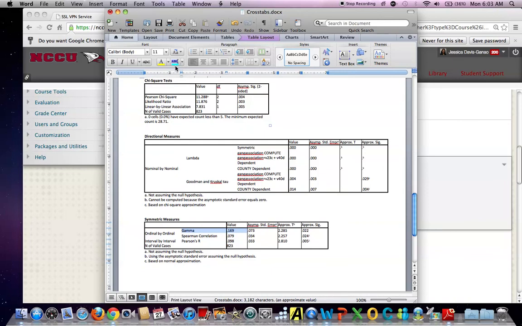So we need to go ahead and treat that as an ordinal level measure, because it appears that SPSS believes it is an ordinal level measure. All right? If we were calculating this ourselves, we would treat it most certainly as a nominal, but we need to go with what SPSS has given us in this case. Okay?